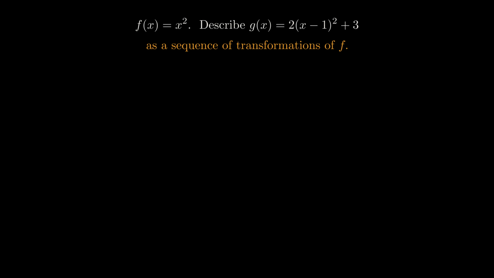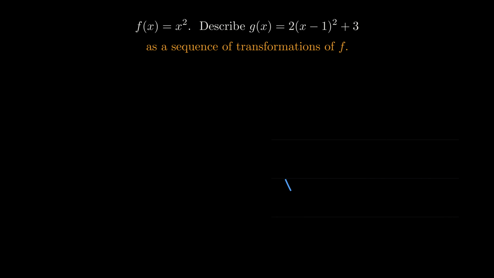Part 3 connects straight to the quadratic vertex form from 2.6. Given f of x equals x squared, describe g of x equals 2, bracket x minus 1 squared, plus 3, as a sequence of transformations.